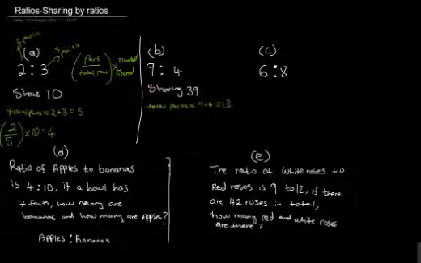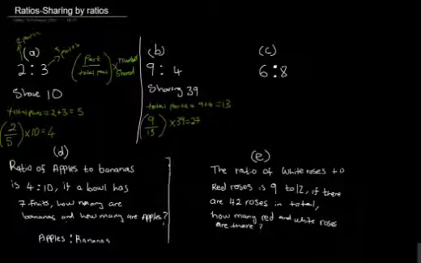Then you will say, for the number 9, how much of the 39 belongs to the ratio of 9? You take the number 9, divide by the total of the parts, and then multiply everything by the number that is being shared, which is 39, and you will find that the share for 9 is going to be 27.